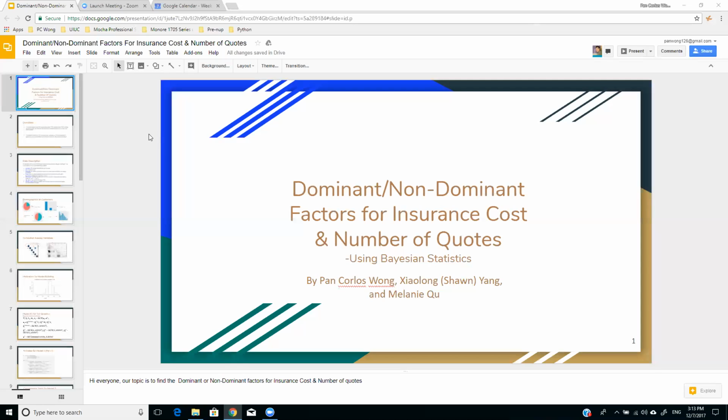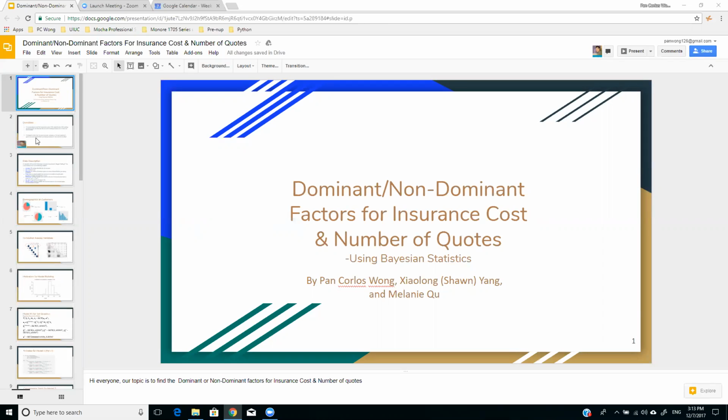All right. Hi, everyone. Our topic is to find the dominant and non-dominant factors for insurance costs and number of quotes using Bayesian statistics. Our group members are Ben, Carlos Wong, Sean Yan, and Melanie Koo.